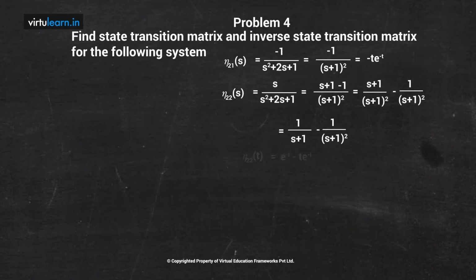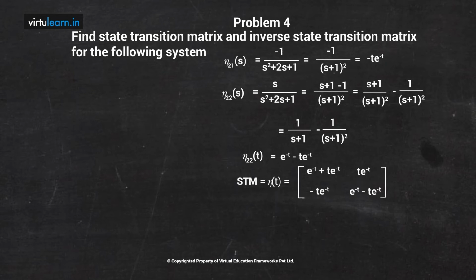So it results in phi 22 being nothing but e power minus t minus e power minus t. Now when you write all these things in a matrix, which is a state transition matrix, what will be the STM? Your phi of t goes to: the first element is e power minus t plus t e power minus t, the second element is t e power minus t, the third element is minus t e power minus t, and the fourth element is e power minus t minus t e power minus t. So this is my STM.